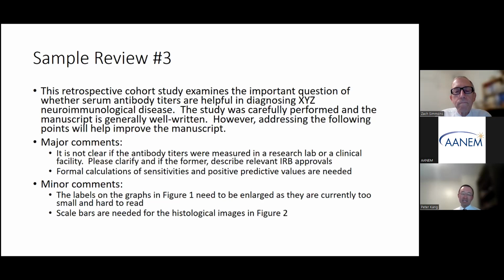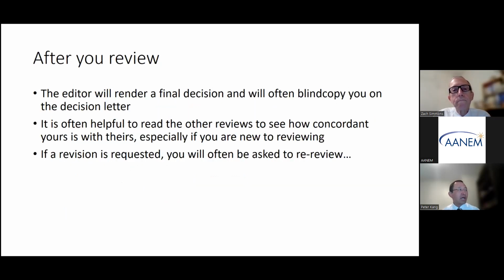So things like that. And as you become more experienced, you'll have a sense of what counts as major versus minor comments. After you review, the editor will render a final decision, and often you'll get blind copied on the decision letter. It's often helpful to read the other reviews to see how much you line up with the other reviews, especially if you're new to it.